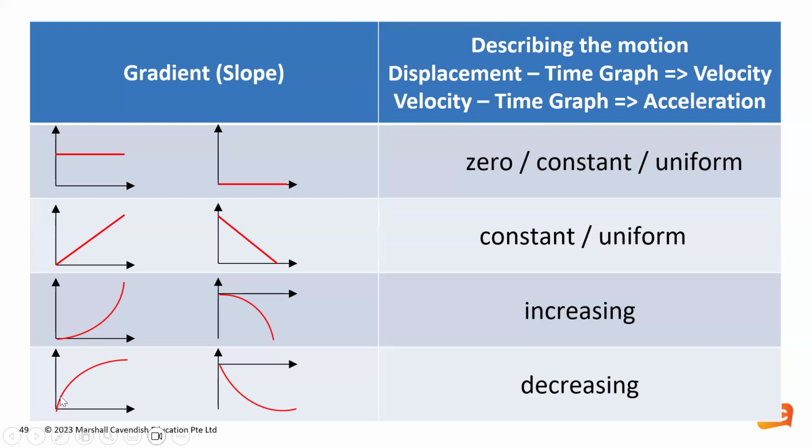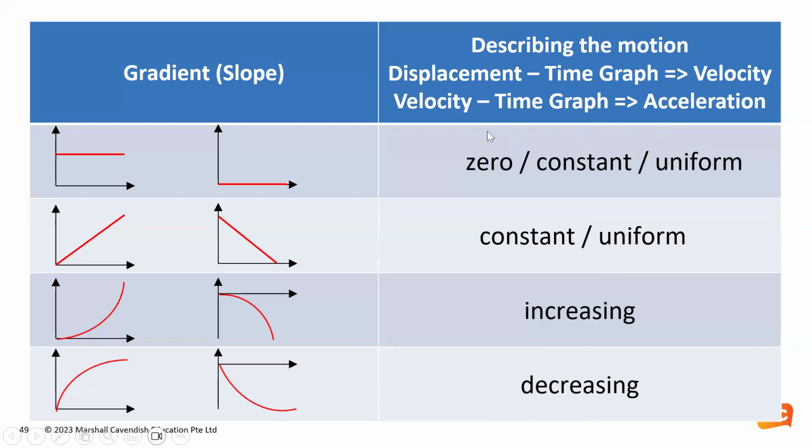Okay, and over here, it's getting more and more gentle. As the time progresses, it gets more and more gentle, going to a flat line. Okay, so it's decreasing. So if it's a displacement time graph, it will be decreasing velocity, or decreasing acceleration for a velocity time graph.